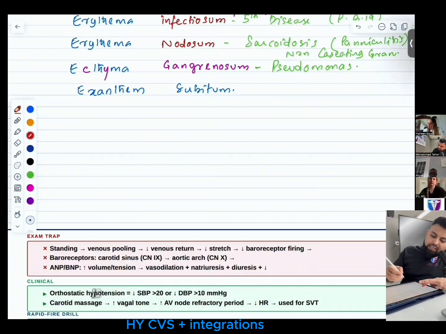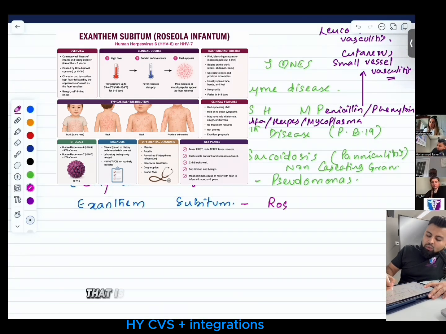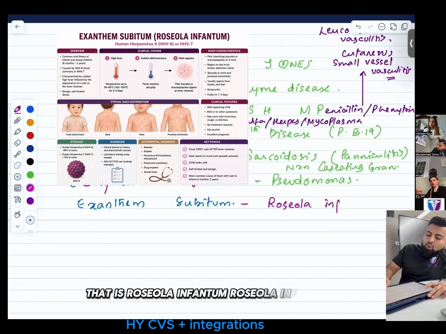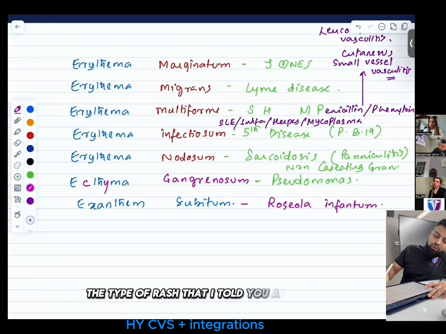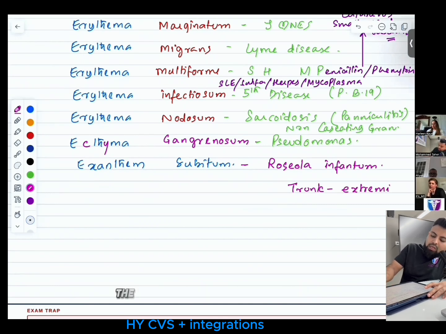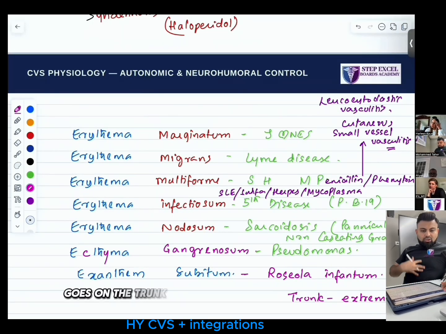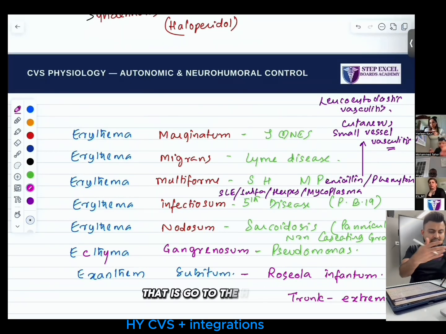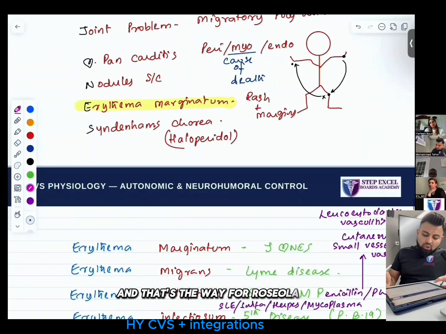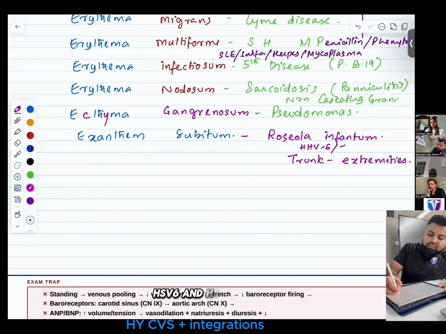Exanthum subitum gives a reddish appearance, like a rose, that is roseola infantum. The type of rash I told you about starts on the trunk and then goes to the extremities, to the hands. That's the way for roseola, which is caused by human herpesvirus 6 and 7. HHV 6 and HHV 7.